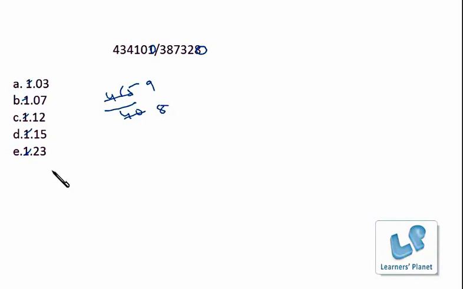Now what? After that there is 3, 7, 12, 15 and 23. These options are quite far from each other, right? Because we have already calculated 1, now we have a scope of approximation. Now what do I do? If you divide any number by another number, for the first time you divide, as we have divided. For the second time, what do you do?